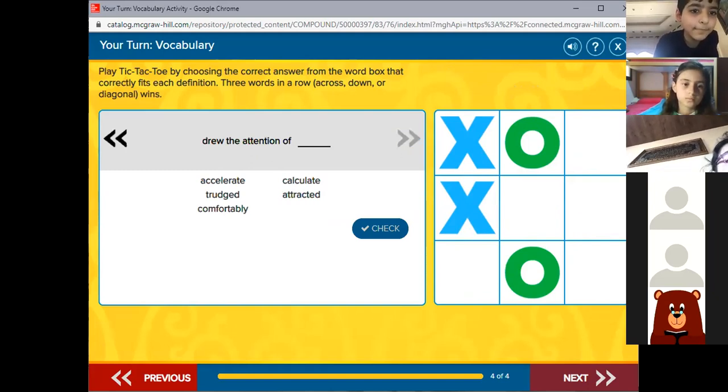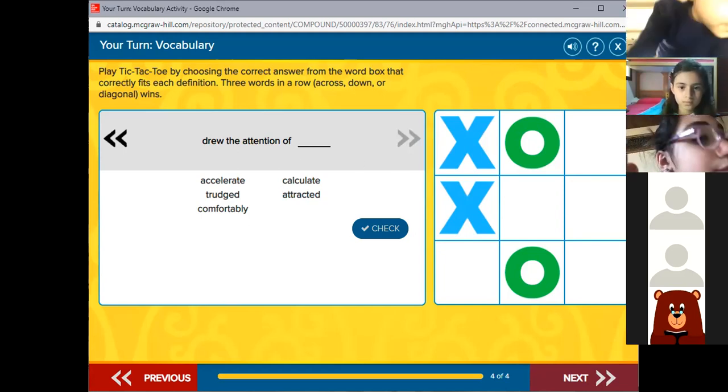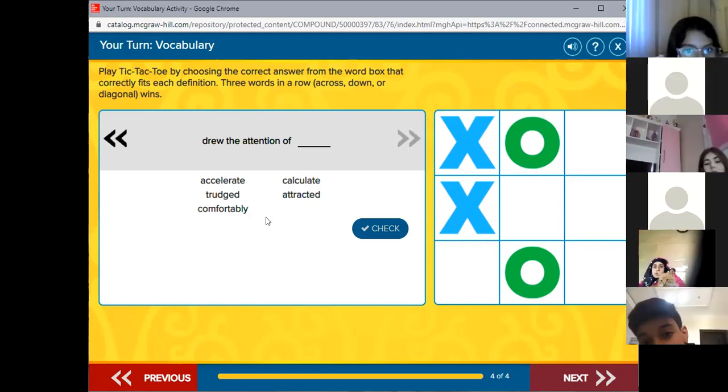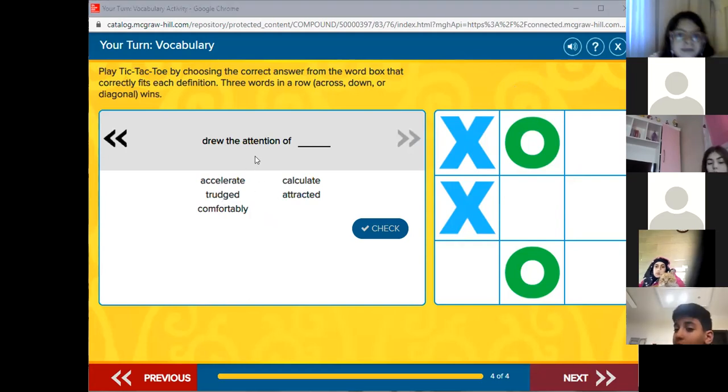Drew the attention of. What is it? Is it accelerate or charged, comfortably or calculate or attracted? Now, this one is from the new lesson, the Kaha and the Fisherman. Accelerate. Accelerate means to move fast. I don't think it's accelerate. You want to know which one means it drew the attention. Miss, I know it. One second, give her a chance. Yes, Marie.